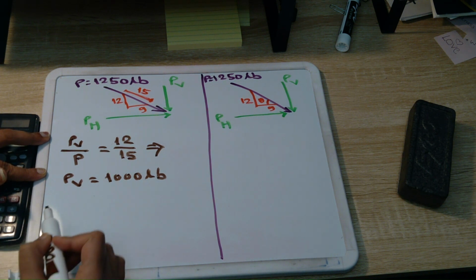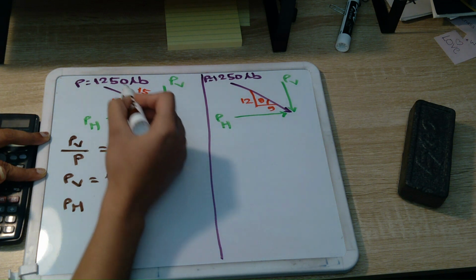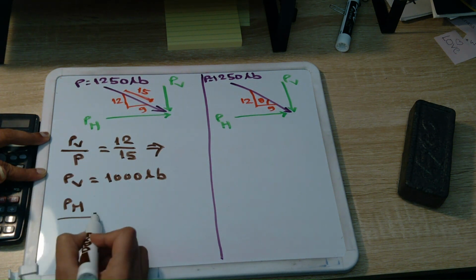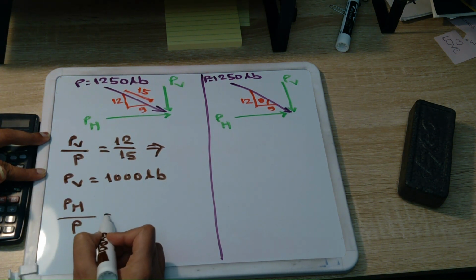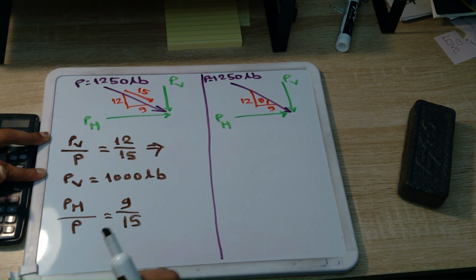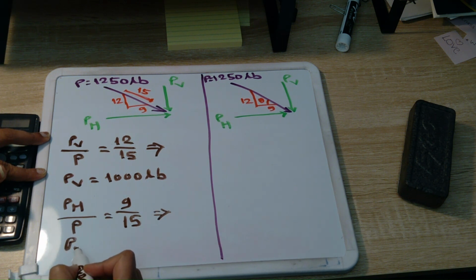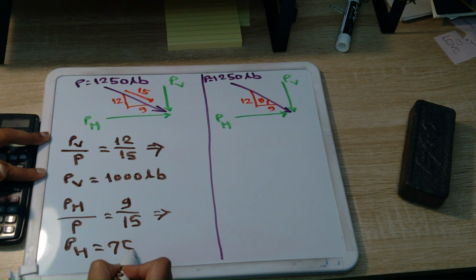Similarly, PH upon P is equal to 9 upon 15. Applying this, we will get PH is equal to 750 lb.